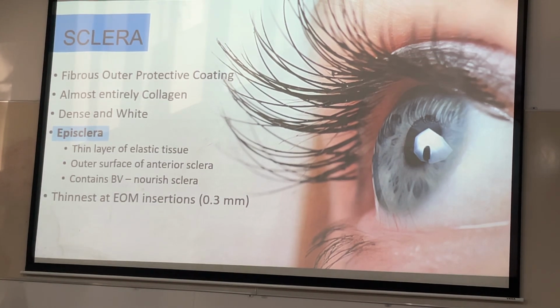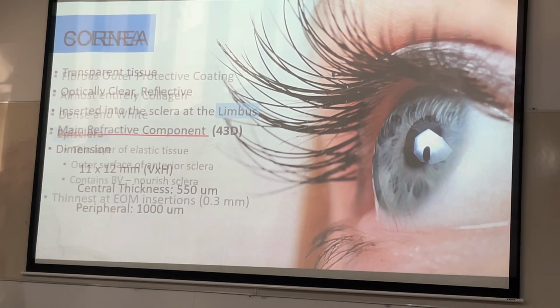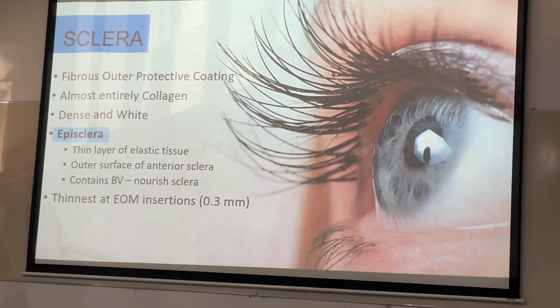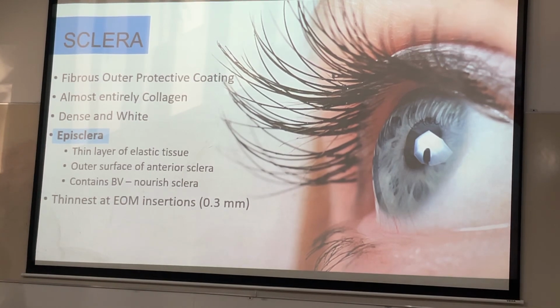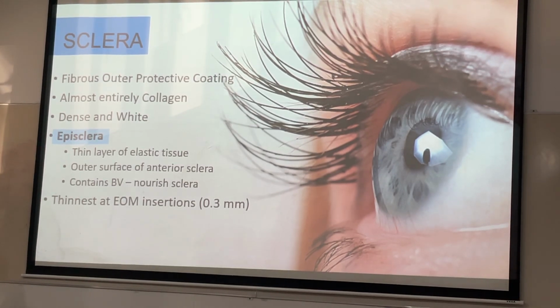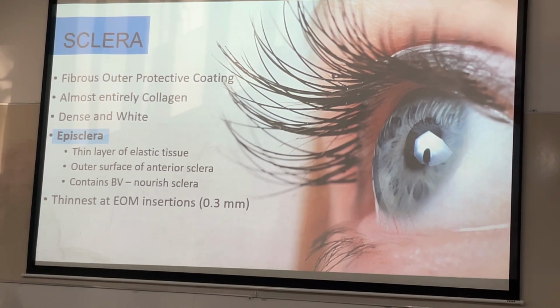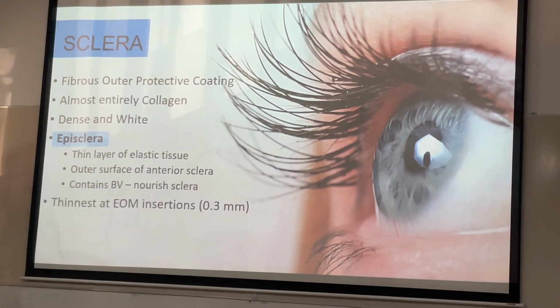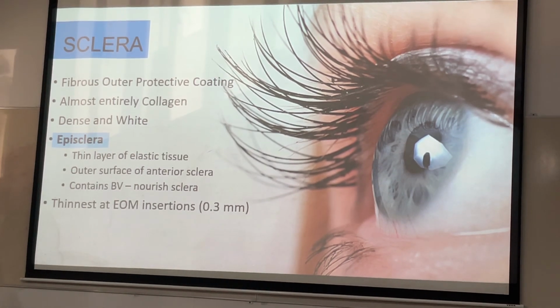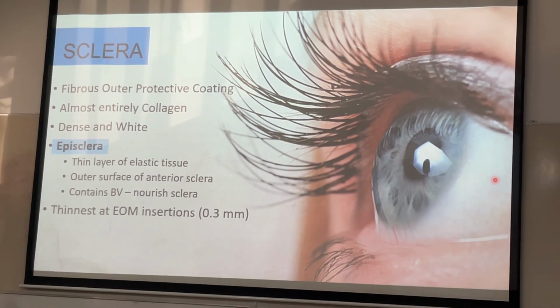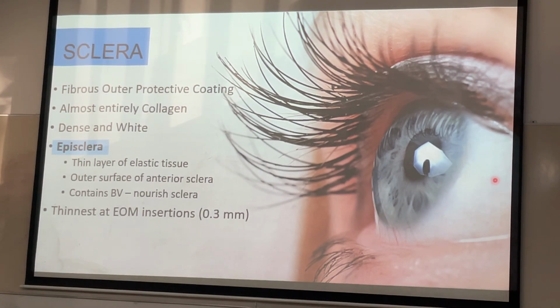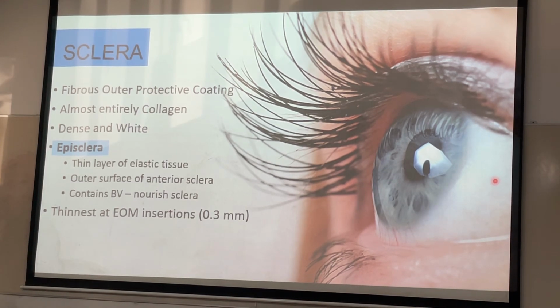So next is your sclera. So the sclera is a fibrous outer protective coating of the eye, made almost entirely of collagen. So it is dense and white. Okay. So in this photo, that very obvious white structure, no, is basically your sclera. But before the sclera, there's your conjunctiva and your Tenon's.